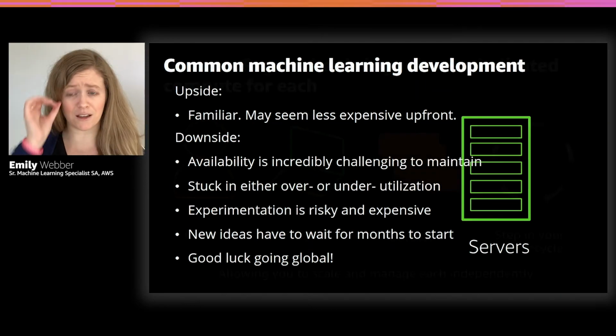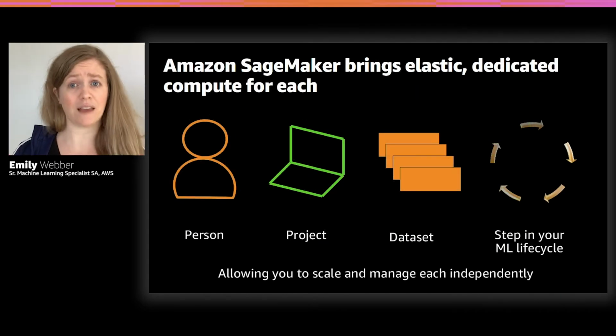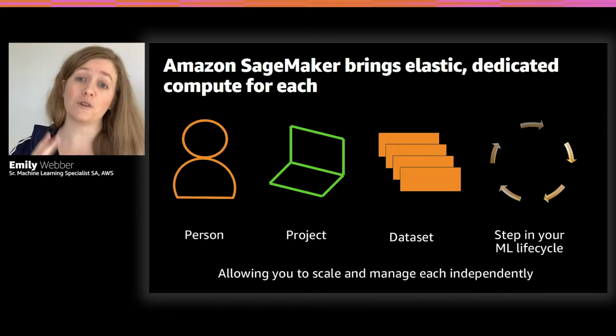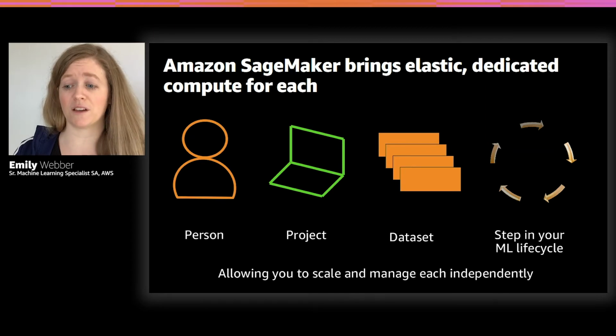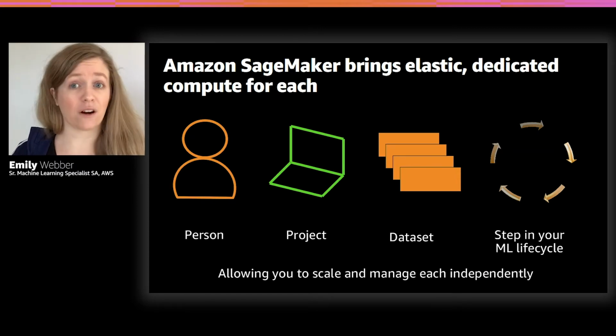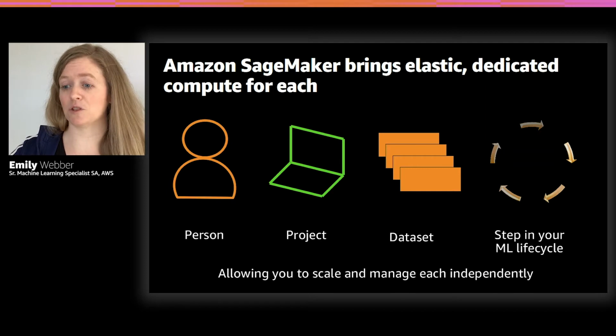So the big thing to take home here is that SageMaker and the AWS cloud are bringing elastic, dedicated compute for each person on your team, for each project that person is working on, for each data set that person has access to, and for each step in your machine learning lifecycle. And so that is why there's so much action and so much activity around the AWS cloud in regards to machine learning.